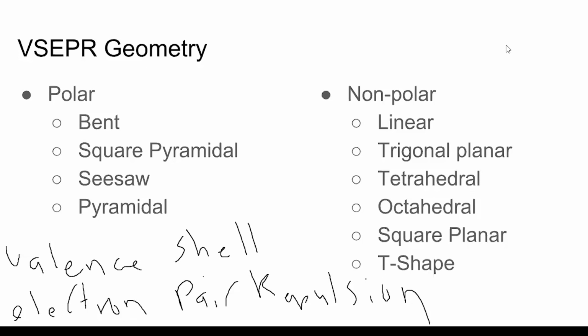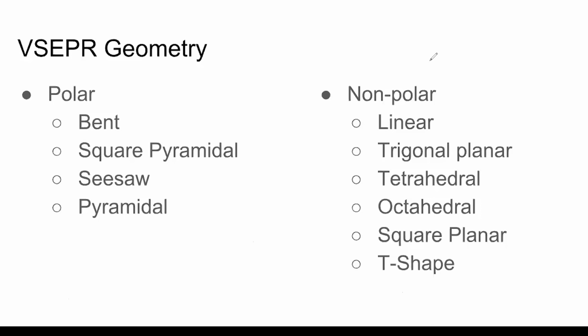Right here is just the list of the polars and nonpolars of the geometry. So your polars are your bent, your square pyramidal, your seesaw, and your pyramidal. And your nonpolars are your linear, trigonal planar, tetrahedral, octahedral, square planar, and T-shape. For a polar to happen, you need to have an unbalanced share of electrons. And for nonpolar, all electrons are distributed evenly.